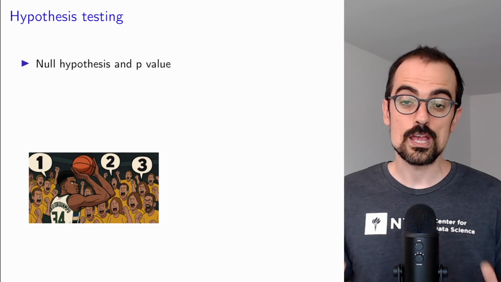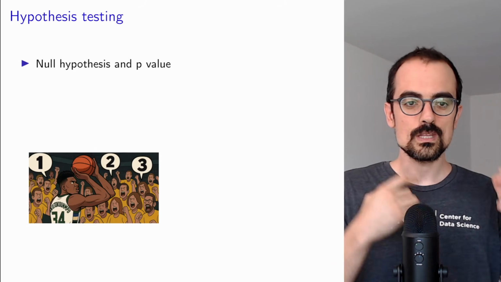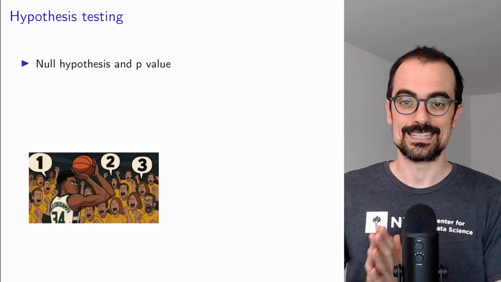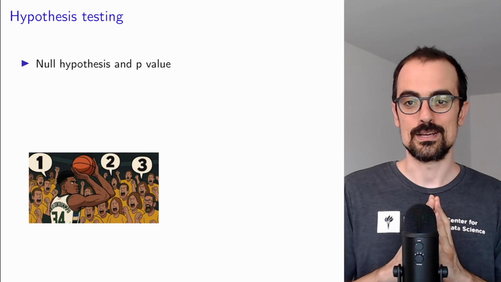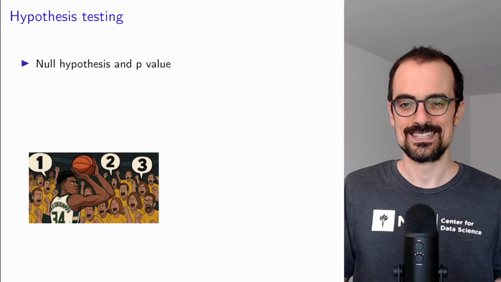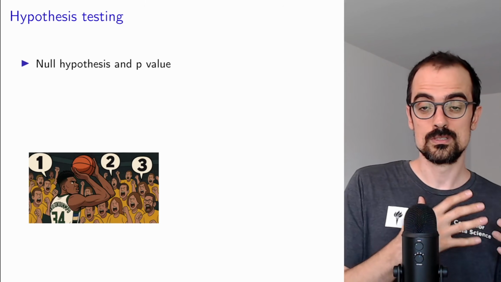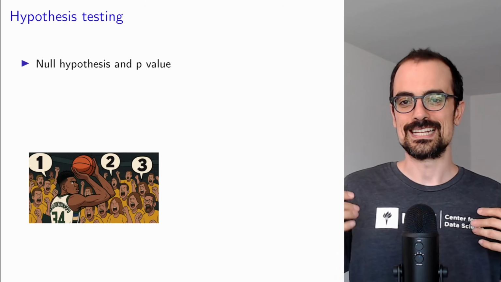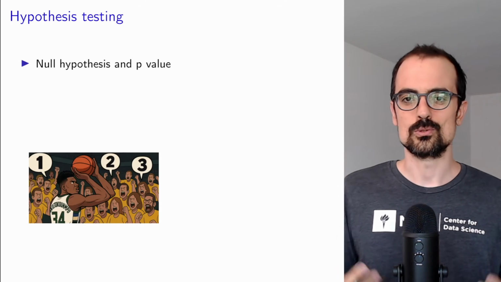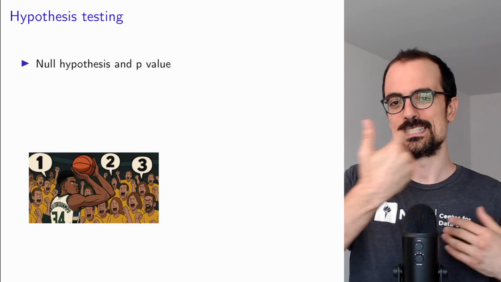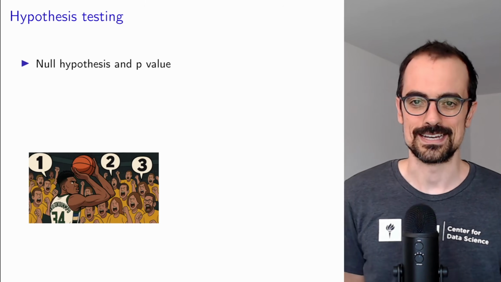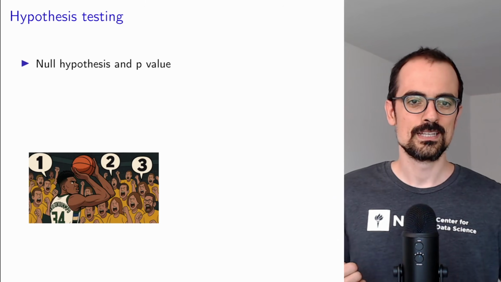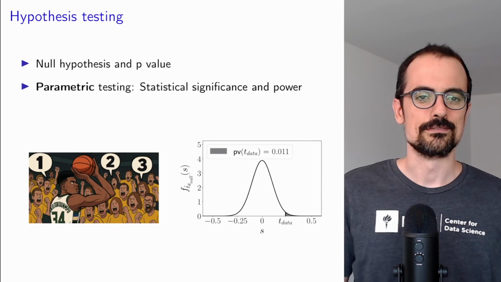We apply this framework to study the question of whether Giannis Antetokounmpo was shooting free throws better at home or away, because when he was away, people were basically yelling 1, 2, 3 to try to throw him off. This is back when they played the final of the NBA against the Phoenix Suns, I believe.